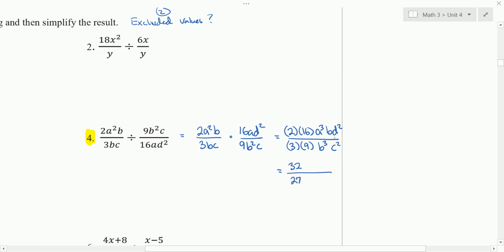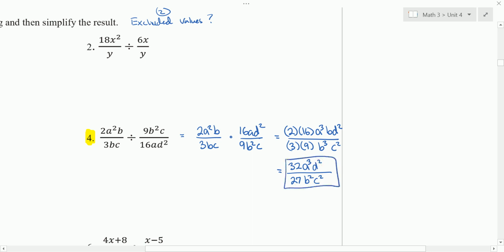A to the third is the only a in this problem, so leave that a to the third. Now we have a b over b cubed, so I can divide both those by b. B divided by b is 1, b cubed divided by b is b squared. There's only a c squared in the denominator, there's only a d squared in the numerator, and there we have it.